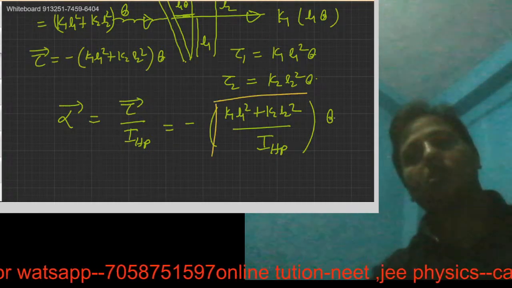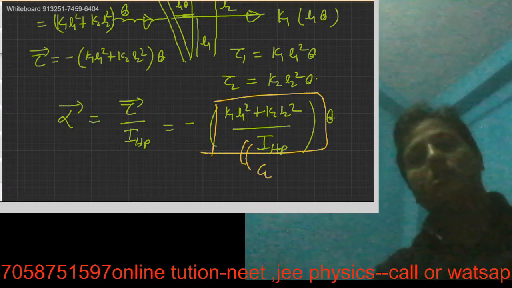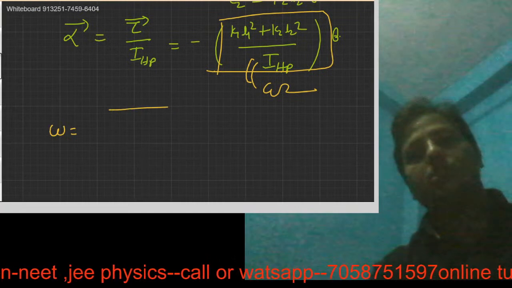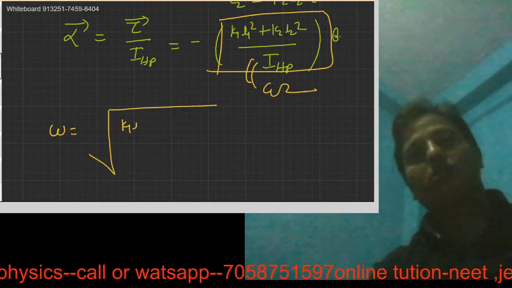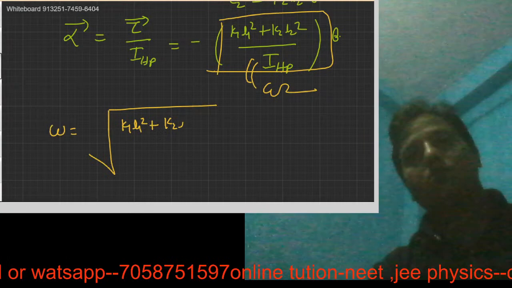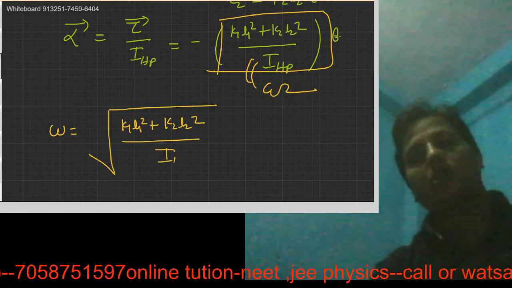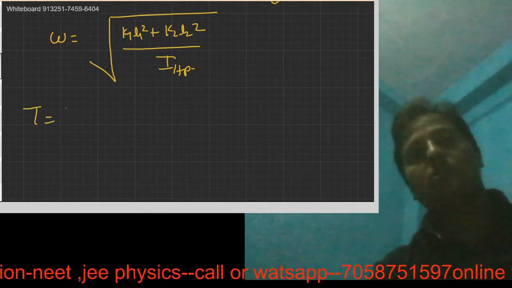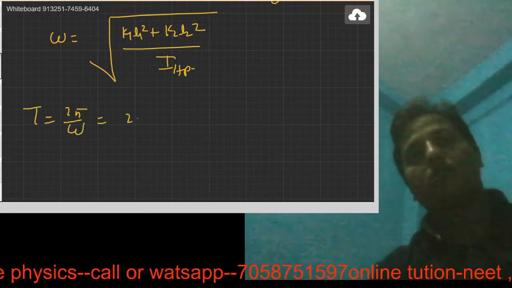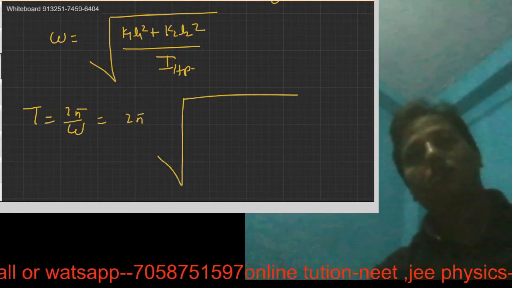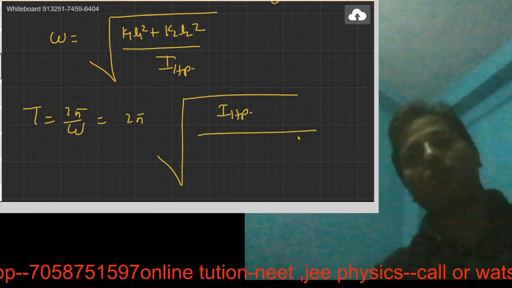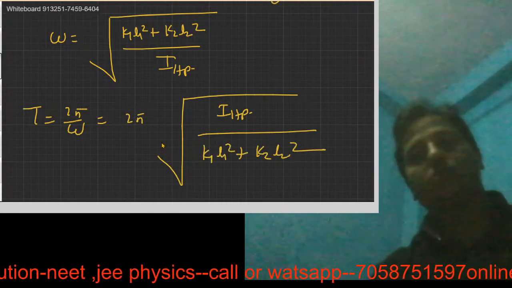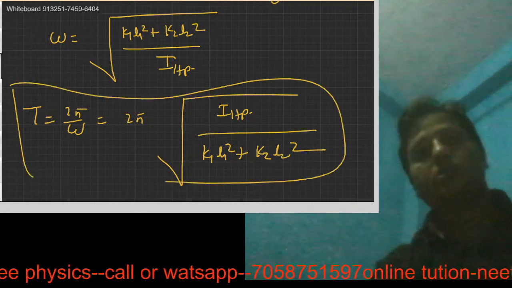So this is omega square. And therefore omega is the square root of K1 L1 square plus K2 L2 square over I about the hinge point. So the time period comes out to be 2 pi over omega, that is 2 pi times the square root of I about the hinge point divided by K1 L1 square plus K2 L2 square. So this is our required result.